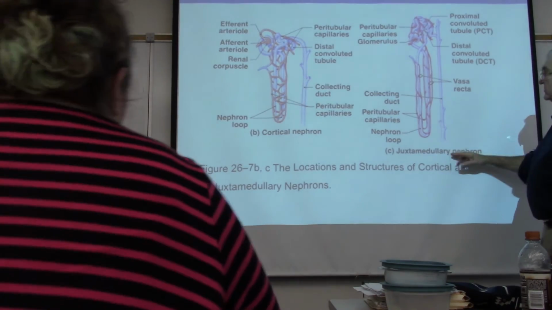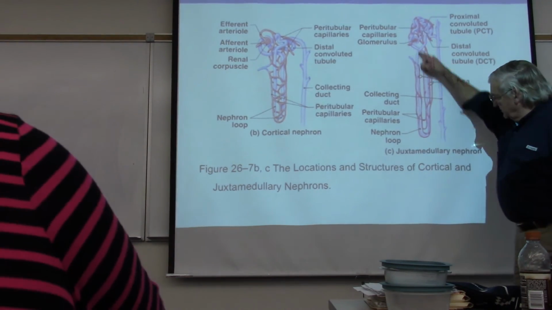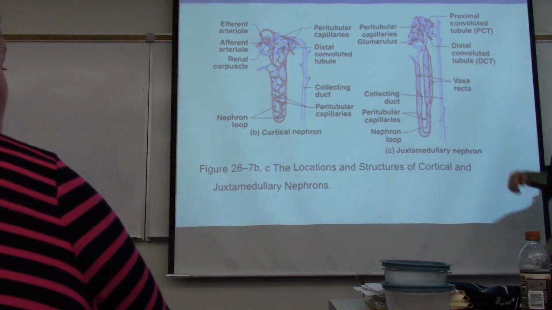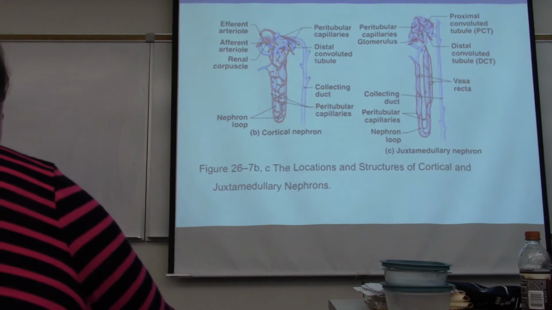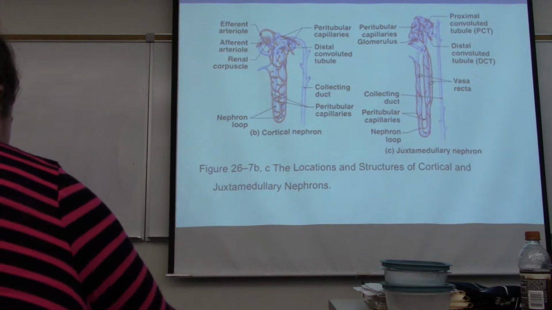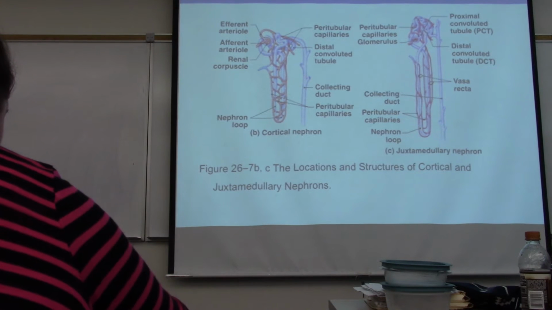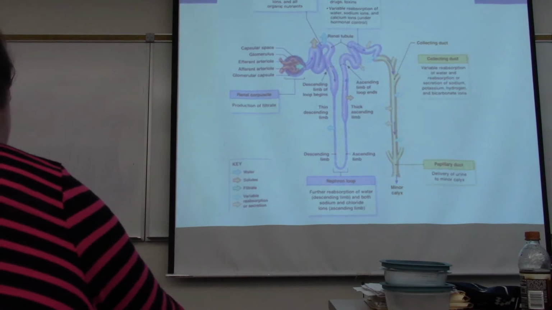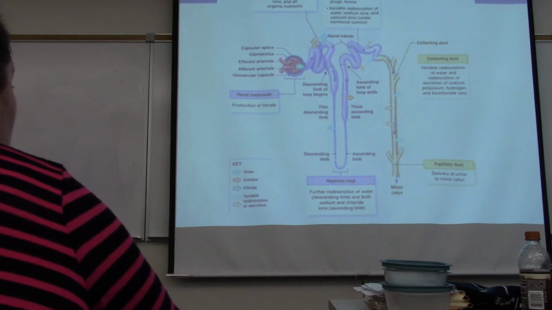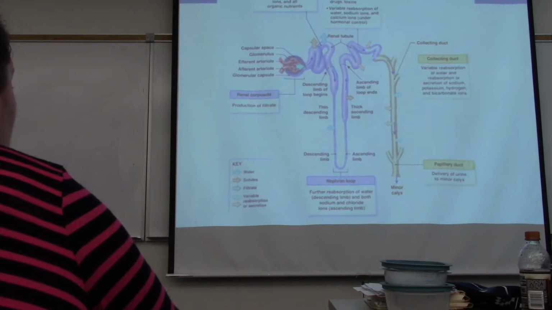real close to the medulla here, and they also have very long loops of Henle that go way down into the medulla, and that's why we call them juxtamedullary. They're also very important in the regulation of the high concentration of urine. It makes us able to concentrate our urine. Now, if we couldn't concentrate our urine, we'd be peeing all the time.